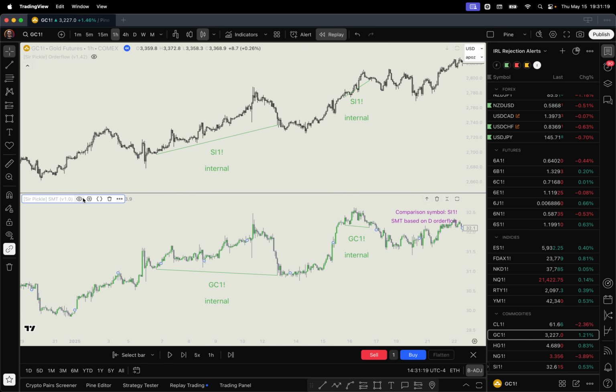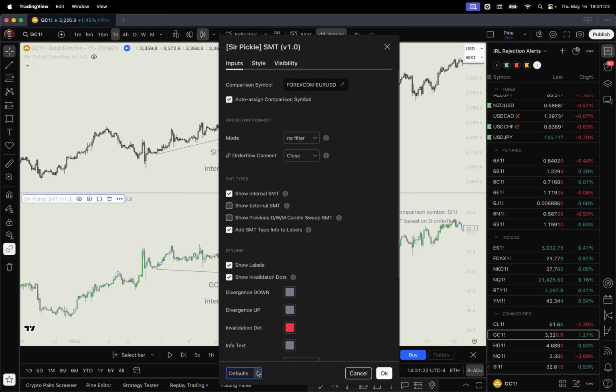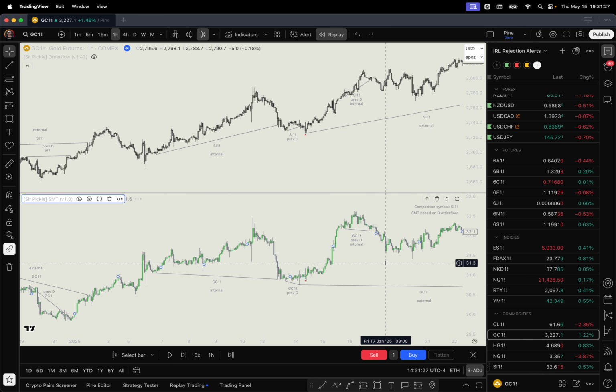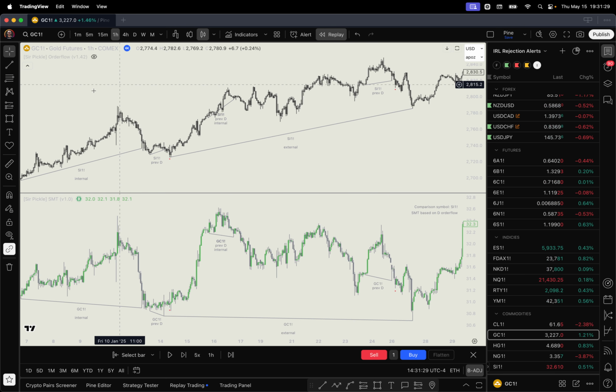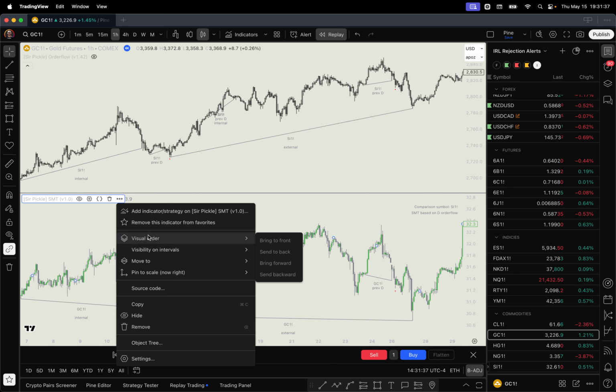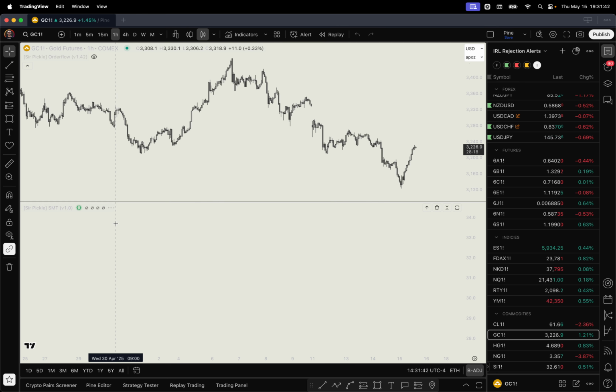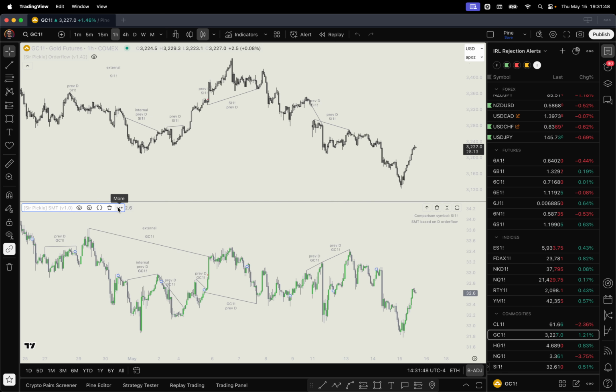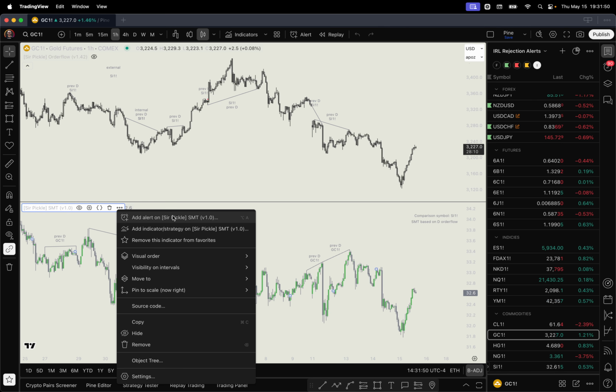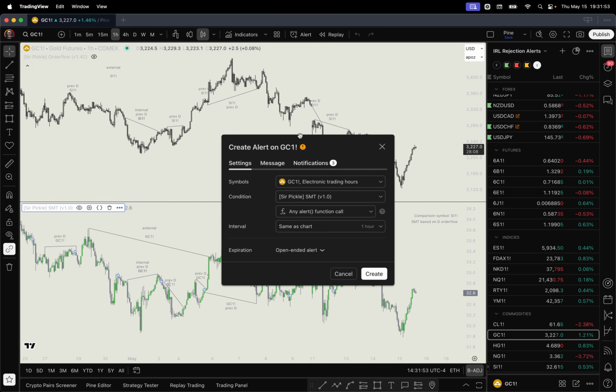Let me put the settings back to default because I made it a bit ugly. What that means is, first of all, you cannot do this in replay mode. When you're in replay mode, you will see this doesn't work. If I click here, there's no option to set an alert. But if I'm not in replay mode, you can go on the indicator title, click the three dots, and then say add alert on Sir Pickle SMT.